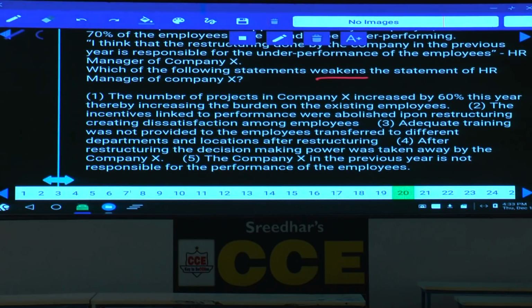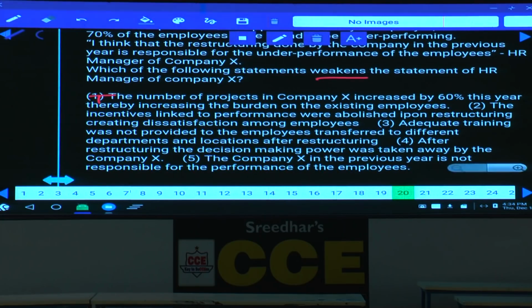Now, whose statement should we weaken? We should weaken the HR's statement. What is the statement made by this HR? This is because of the restructuring in the company last year. In order to weaken it, we should prove that their performance is low not because of the restructuring but because of something else. Then the first one: the number of projects in company X increased by 60% this year, thereby increasing the burden on the existing employees. As the burden is more and they have to perform more, that means underperformance is completely ruled out because they are working more.